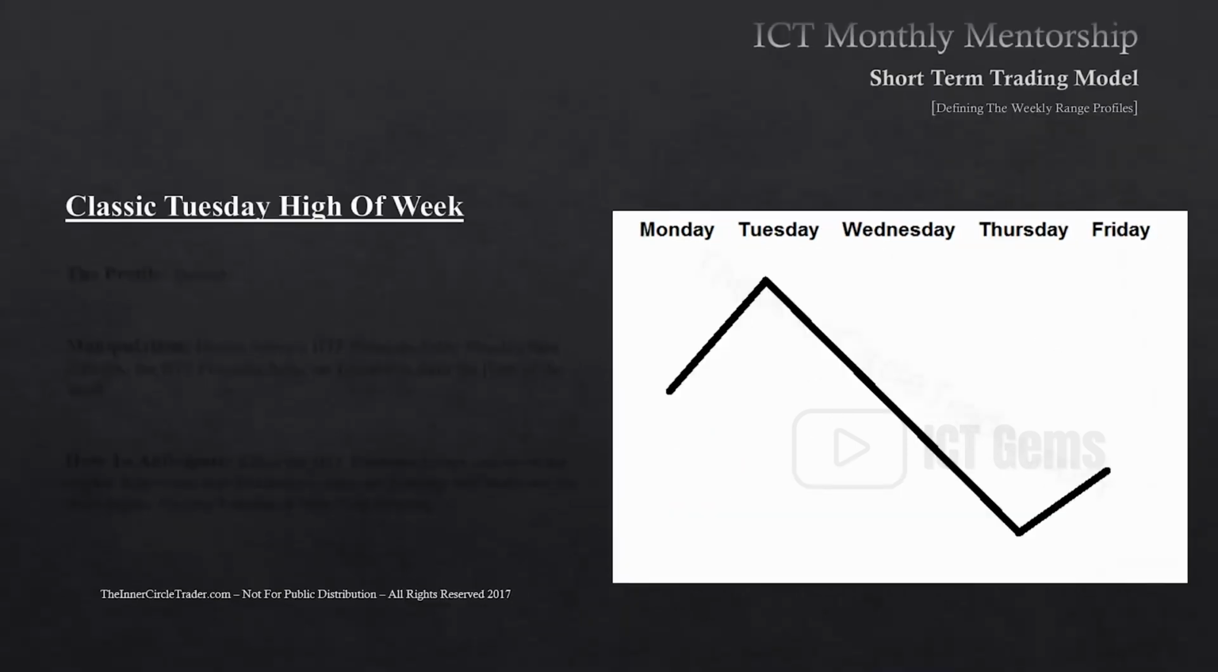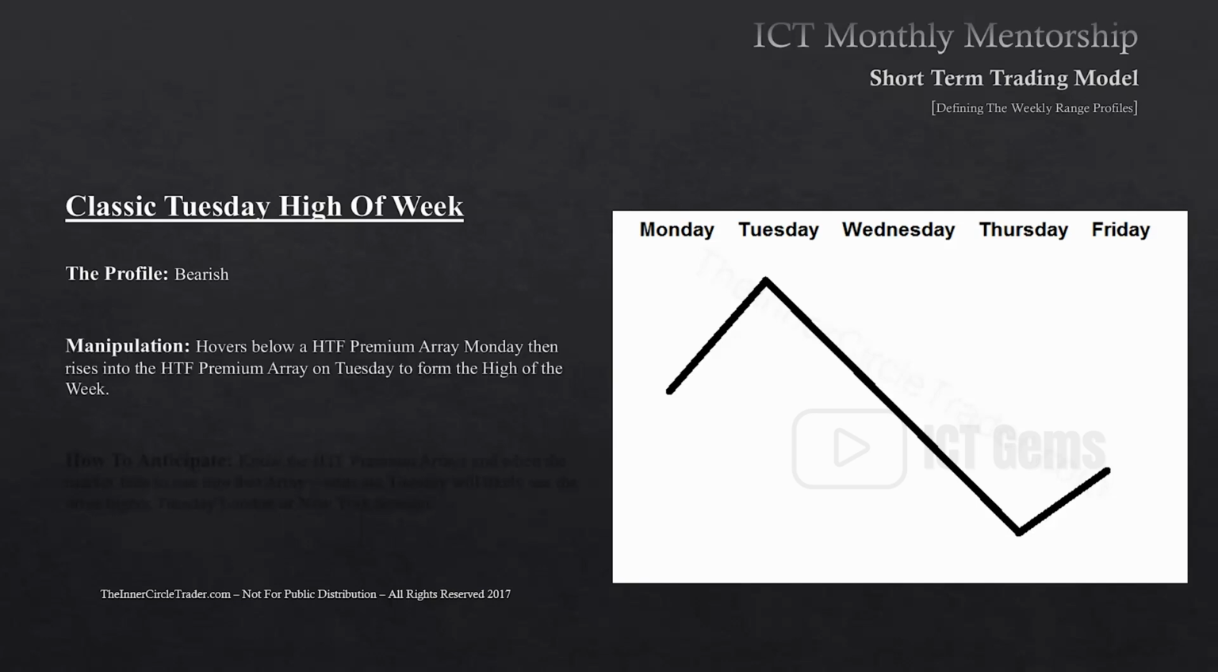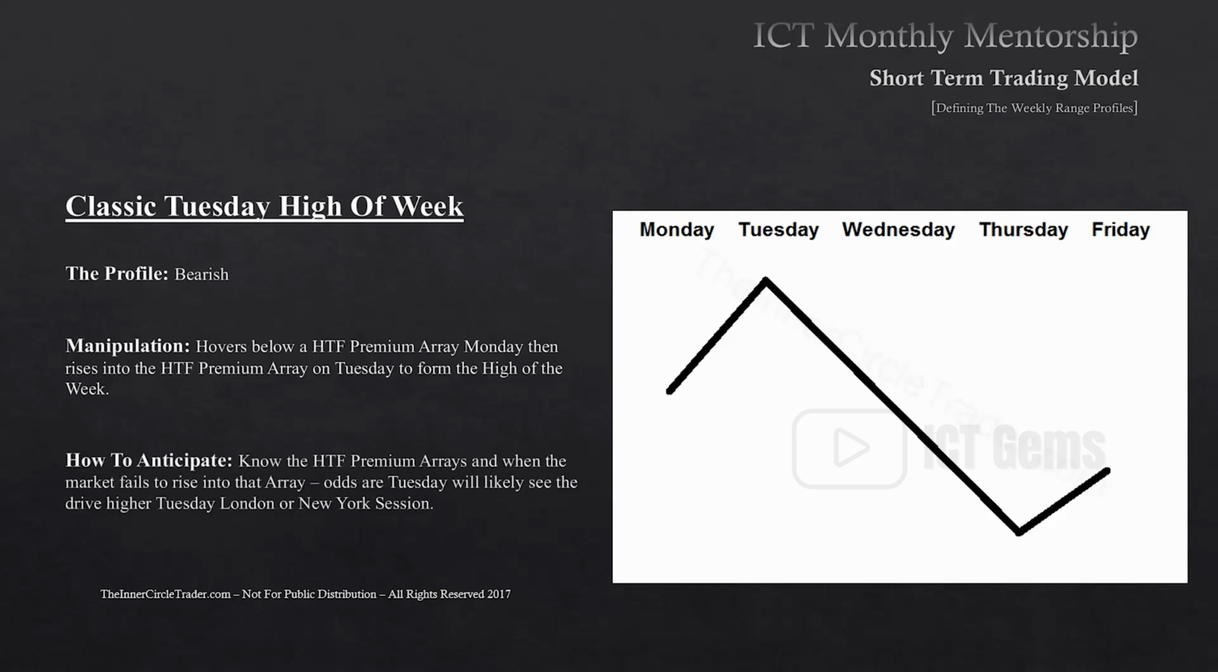Okay, the next one is the classic Tuesday high of the week. This market profile is generally bearish. You're already expecting lower prices. And the manipulation you're expecting is when price is hovering below a higher time frame premium array Monday, then rises into a higher time frame premium array on Tuesday to form the high of the week. And you anticipate this forming by knowing the higher time frame premium arrays, and when the market fails to rise into that array, odds are Tuesday will likely see the drive higher, Tuesday's London Open and/or New York session.